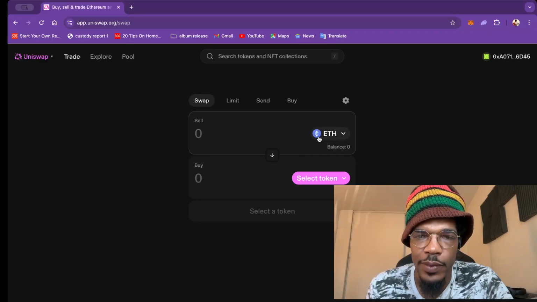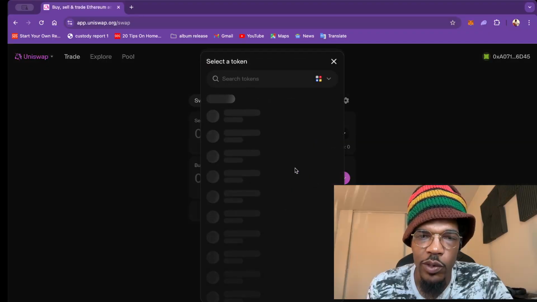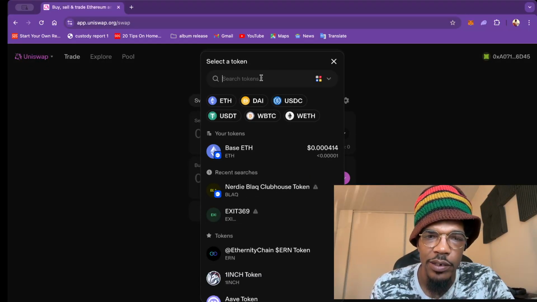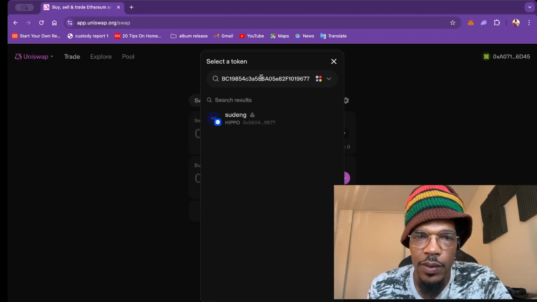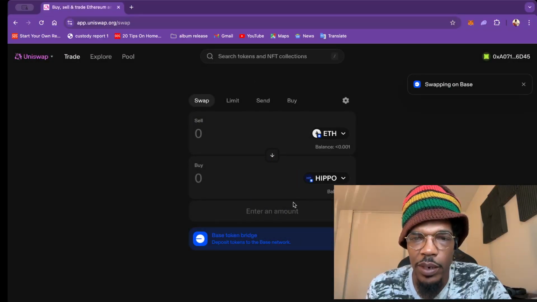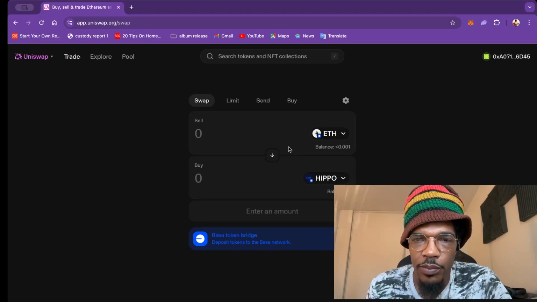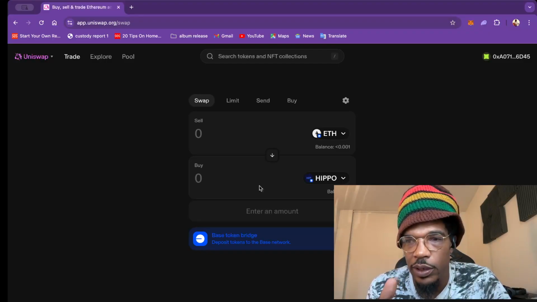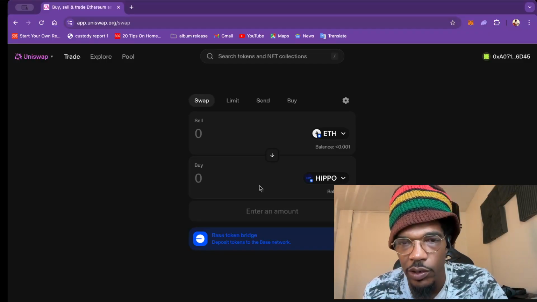All right, so right here we're going to be swapping ETH to a token. If you want to sell, you would do the reverse. And you can always pop in an address right here. And of course, we're not going to buy this token. I'm just doing this to show you. The token pops up. It gives you a warning to let you know that anybody can deploy a token, and that you understand you've done your thorough research and you're at your own risk.